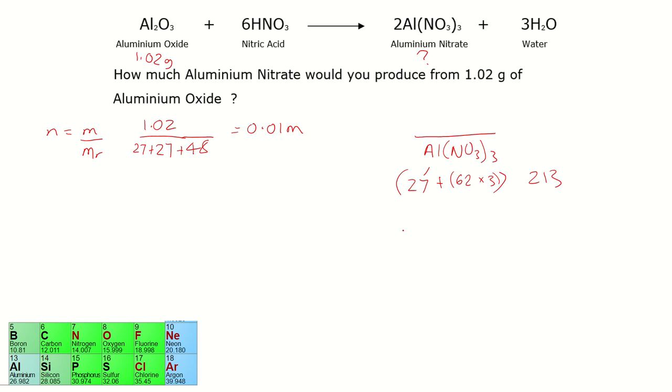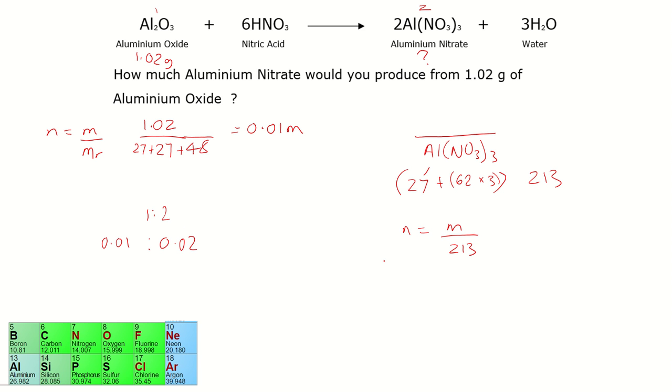So remember we said n equals mass over Mr, which is 213. Now for n, we have to look at the mole ratios, and there's 1 aluminium oxide and there's 2 aluminium nitrates. You see that coefficient there with the 2? So it has a 1:2 ratio. So if aluminium oxide is 0.01, this means that aluminium nitrate will be 0.02 moles.